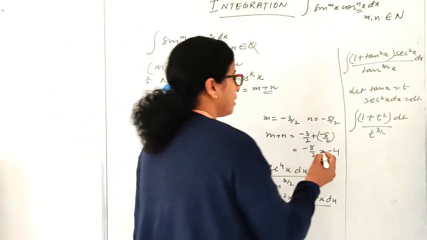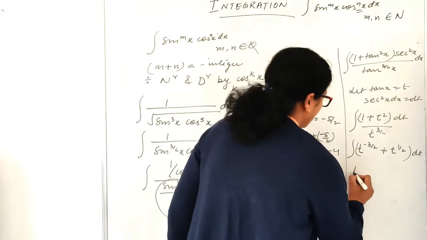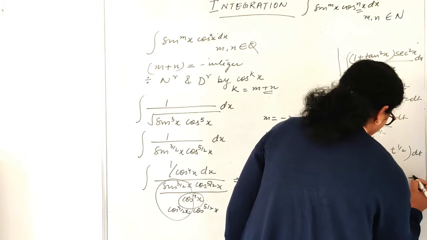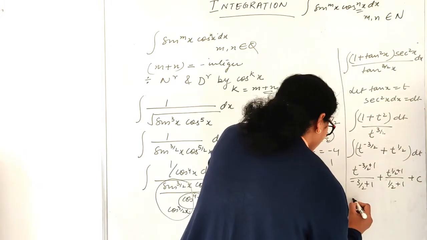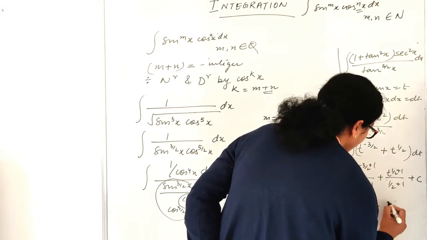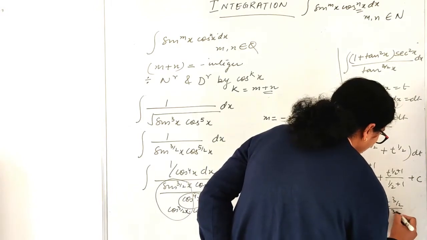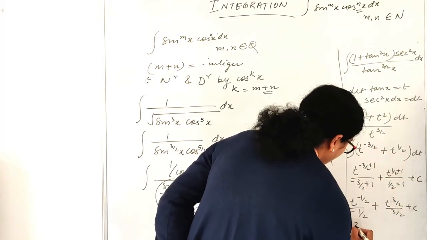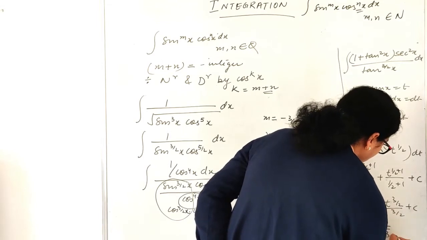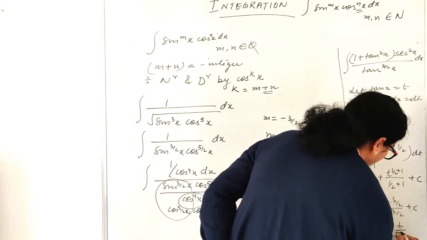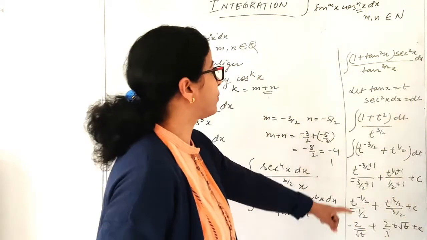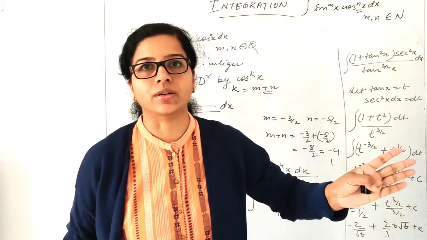Right? Now we can simply solve it. Apply the formula. 1 by 2 plus 1 plus c. So this will become t to the power minus half upon minus half plus t to the power 3 by 2 upon 3 by 2 plus c, minus 2 upon root t plus 2 by 3 into 1 upon root t, 2 by 3 t root t plus c. Substitute the value of t as 10x, and that is your desired result.